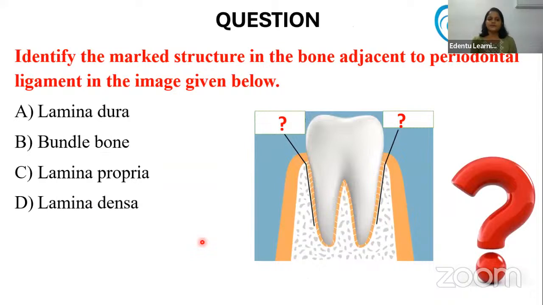Now, next question. Identify the marked structure in the bone adjacent to the periodontal ligament in the image given below. So this bone, the bone that is seen near the periodontal ligament. What is this bone called? Is it lamina dura, bundle bone, lamina propria, or lamina densa? Actually it is called bundle bone.